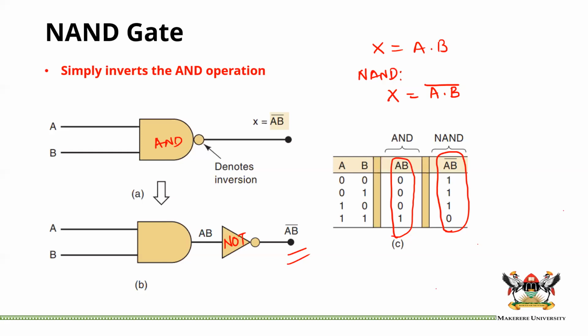So maybe you can type your question in the chat, but I may have heard a few words. Basically, you first start with the AND gate, then you put your NOT gate.